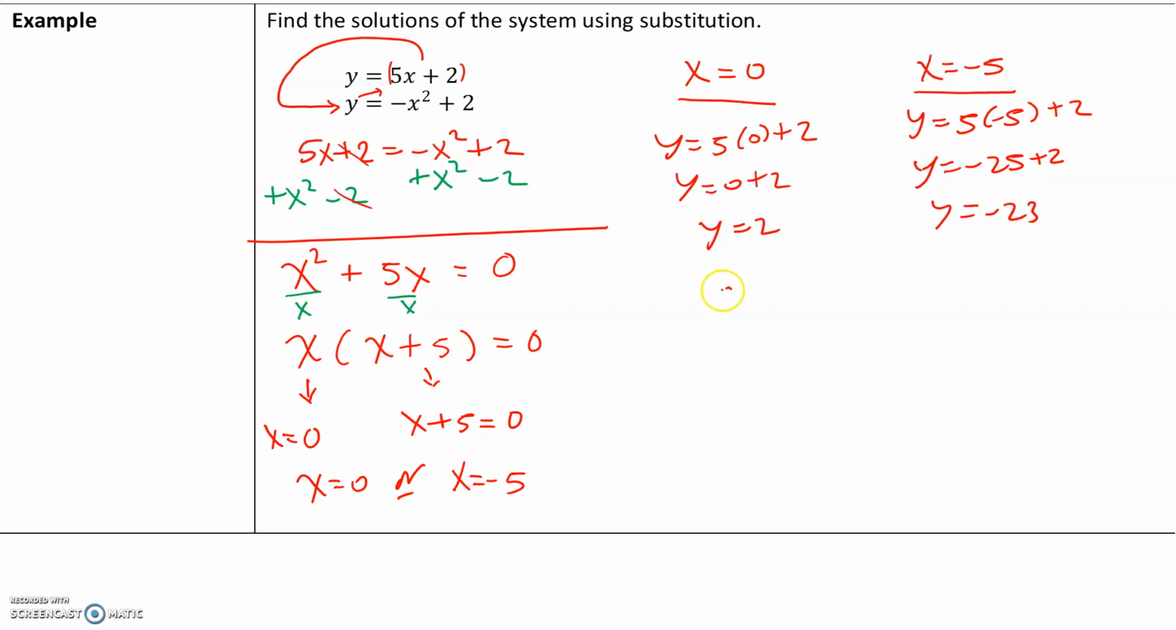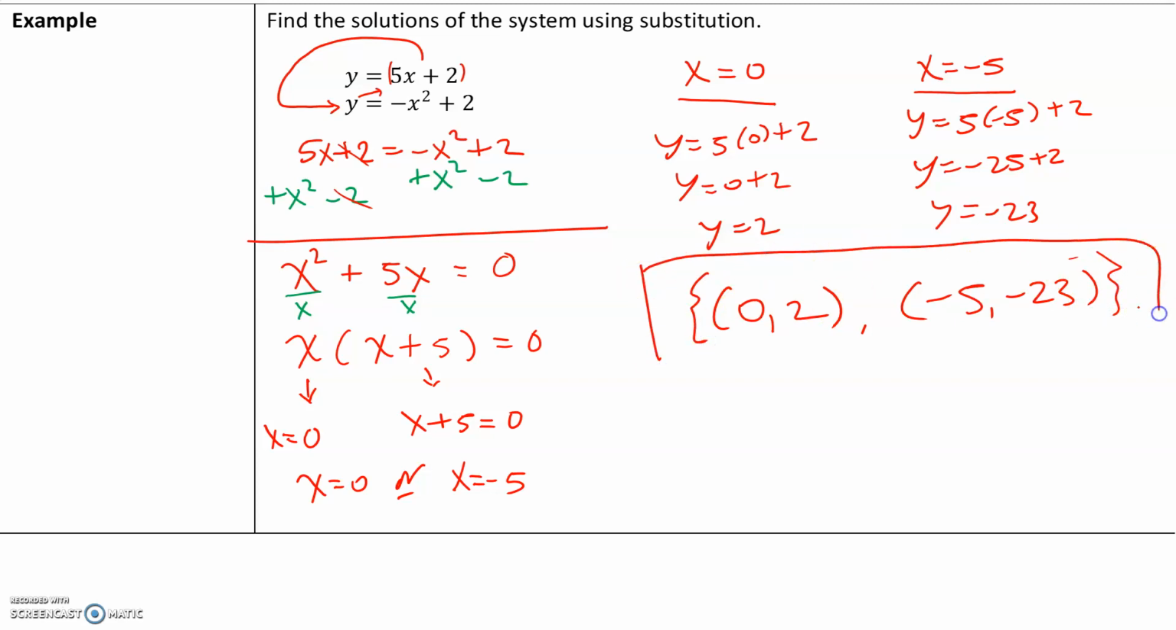So my solutions are going to be 0, 2. If x is 0, then y is 2. My second solution is if x is negative 5, then the value of y is negative 23, and that'll be my solution set. So quadratic equation, get everything to one side, and then factor, and then solve. If it's not factorable, use the quadratic formula.